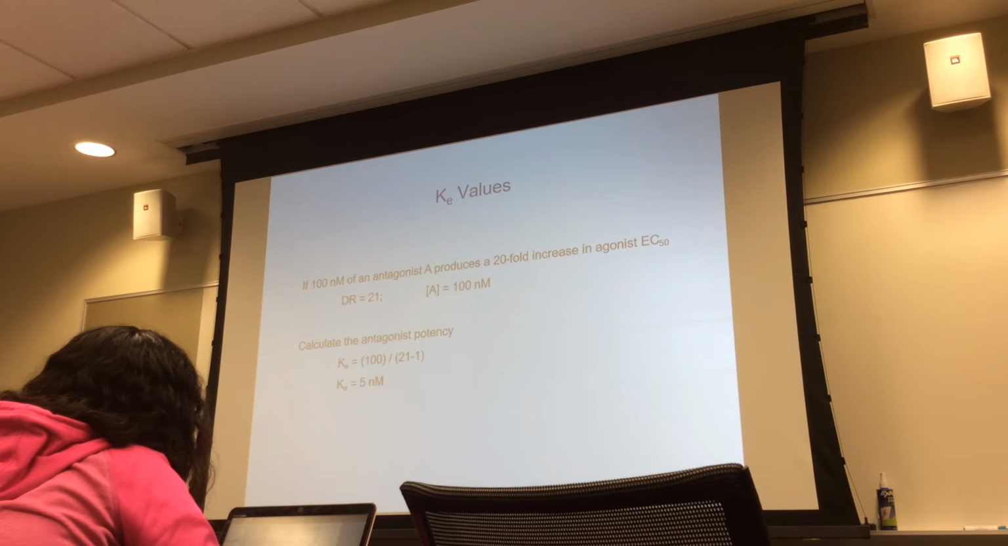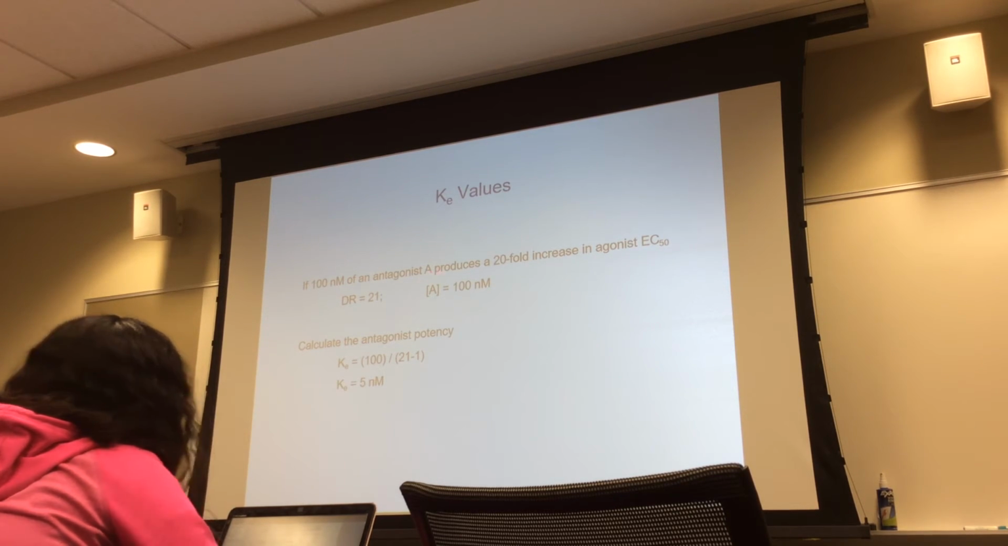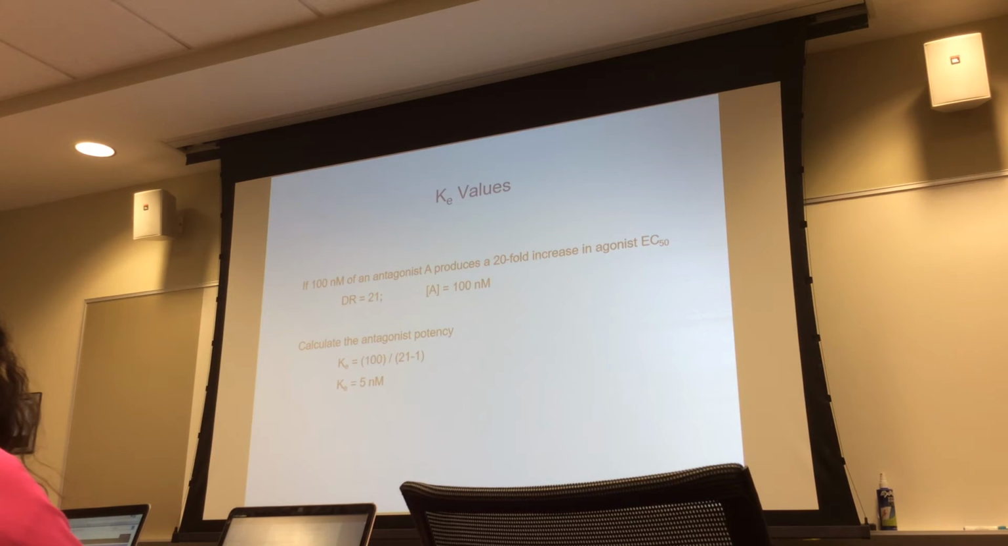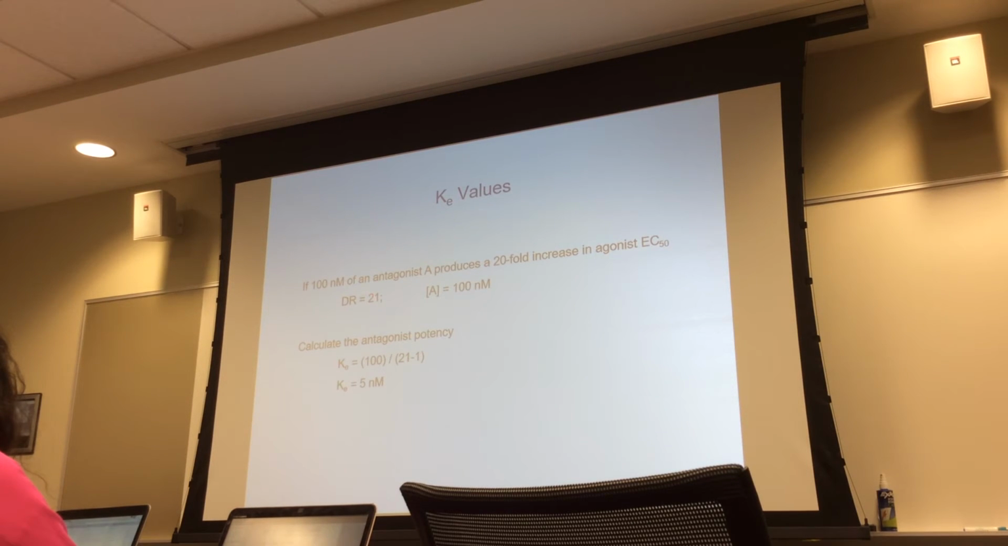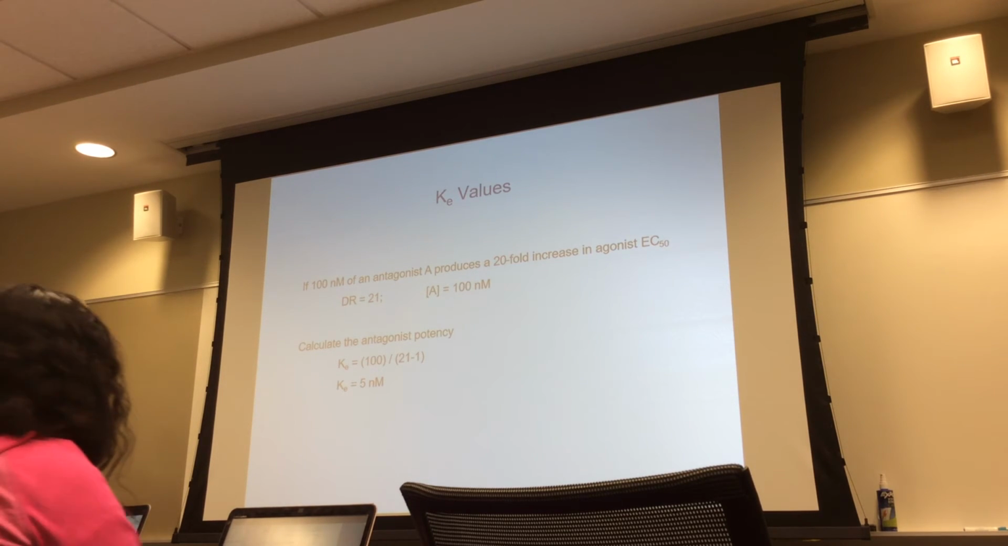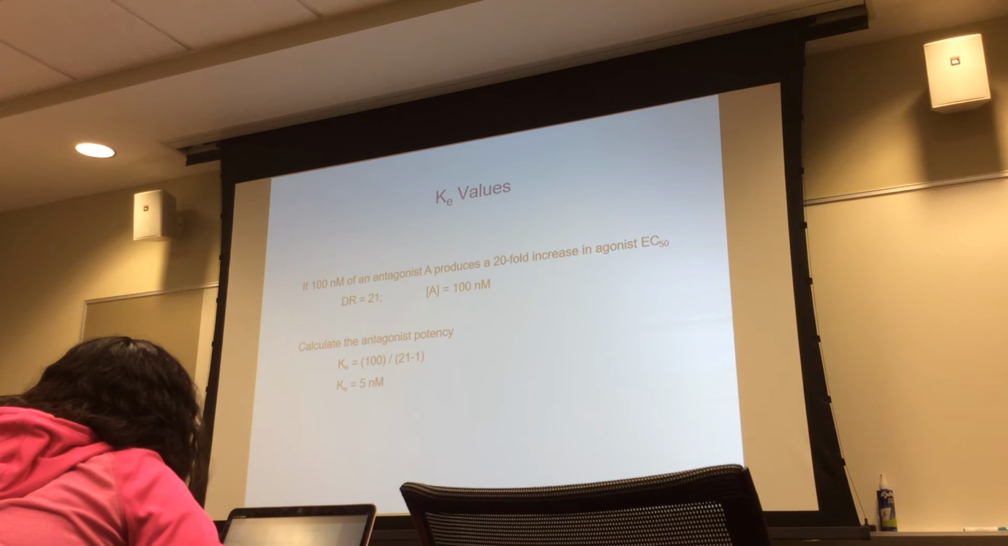Okay, this is an example. Let's see. The effect in the presence of 100 nanomolar of antagonist produces a 20-fold increase in the agonist effective concentration. It's actually 21. I changed the numbers to make the calculation easier. So if it's a 21-fold increase, and you need 100 nanomolar to do that, then Ke equals 100 divided by 21 minus 1, which equals 5 nanomolar. Just change this to 21. I changed it for the 5 to be easier instead of the 4.88.